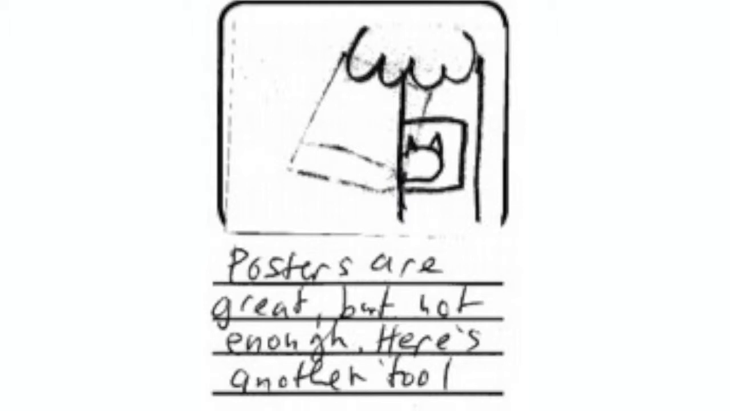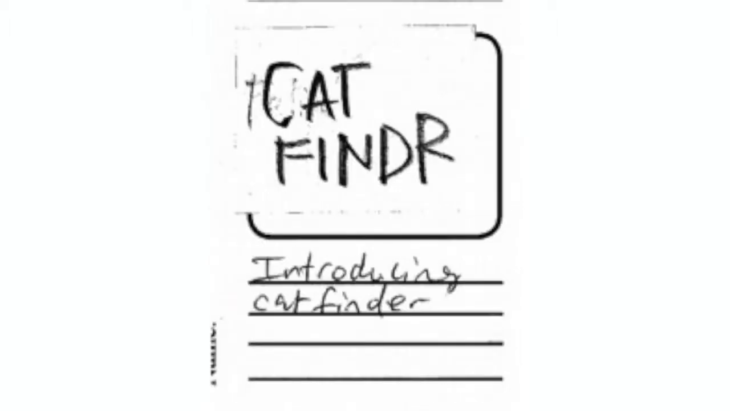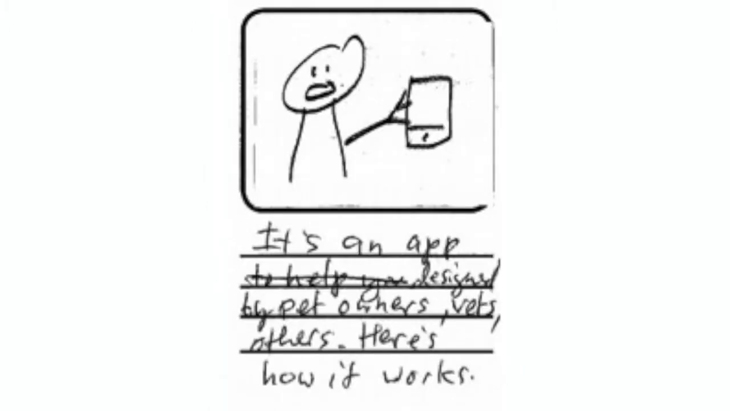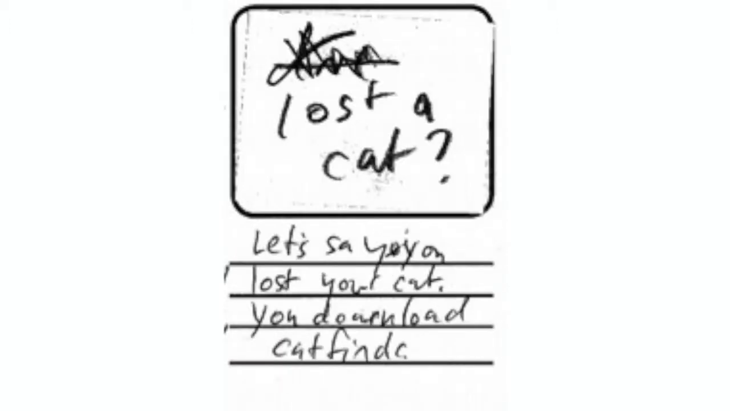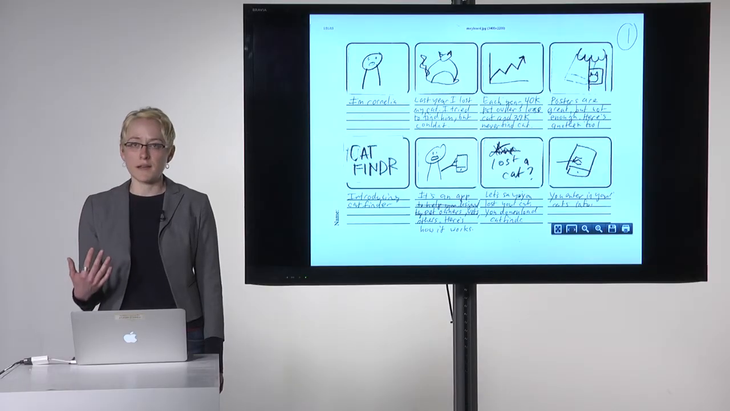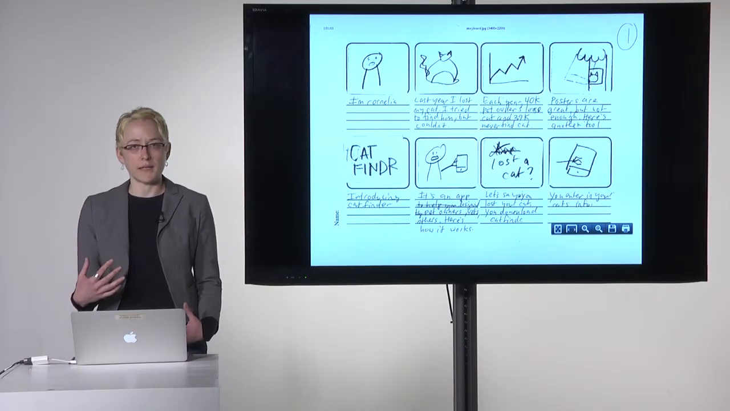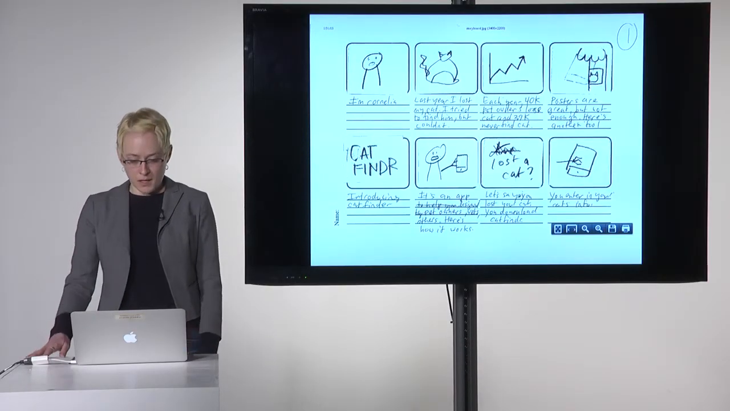Posters are great, but not enough. Here's another tool in your toolkit, Cat Finder. It's an app designed by pet owners, vets, and others. Here's how it works. Let's say you've lost your cat. Now you download Cat Finder. And just as an aside here, I'm clearly articulating the problem that needs to be solved.